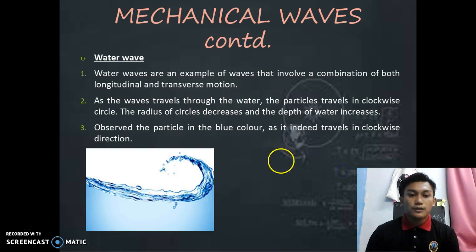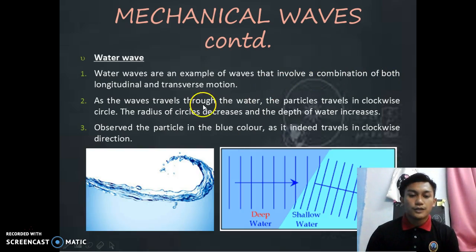Alright, water waves. Water waves are an example that involves a combination of both longitudinal and transverse motion. As the wave travels through the water, the particles travel in clockwise circles, the radius of the circle decreases as the depth of water increases. Observe the particle in blue color, which indeed travels in a clockwise direction. You can see the water wave at deep and shallow.